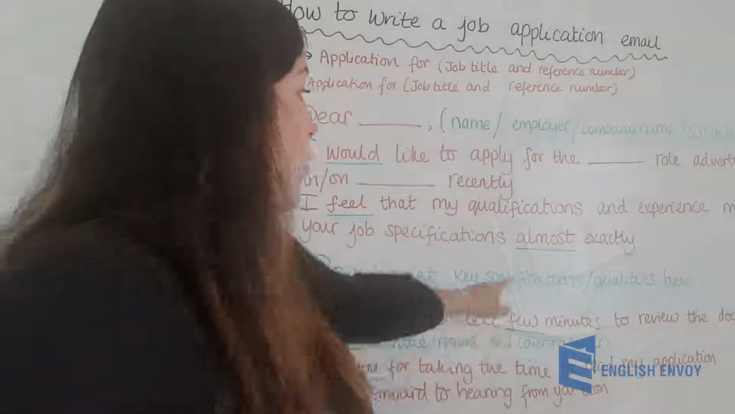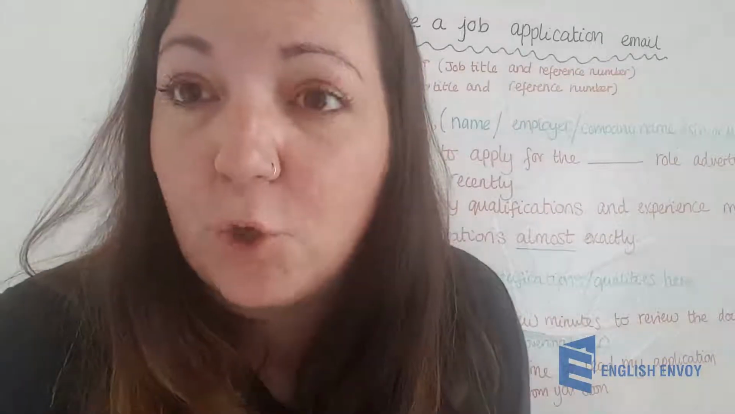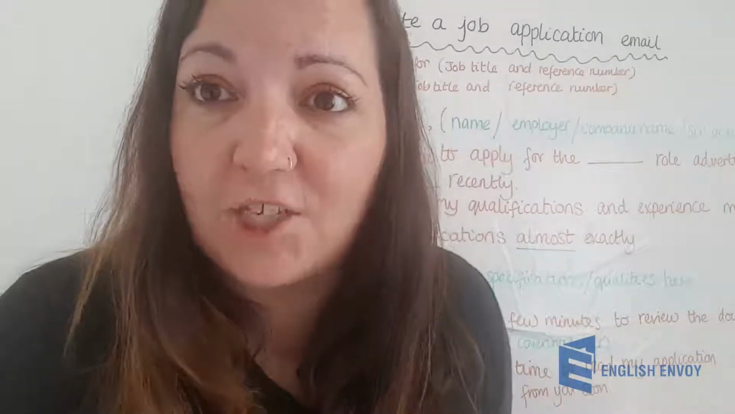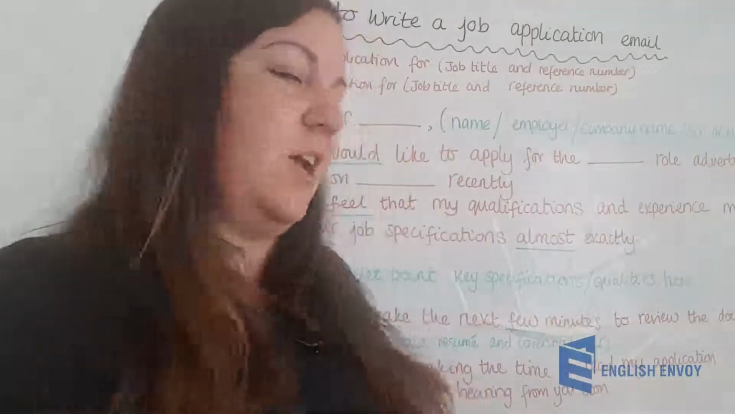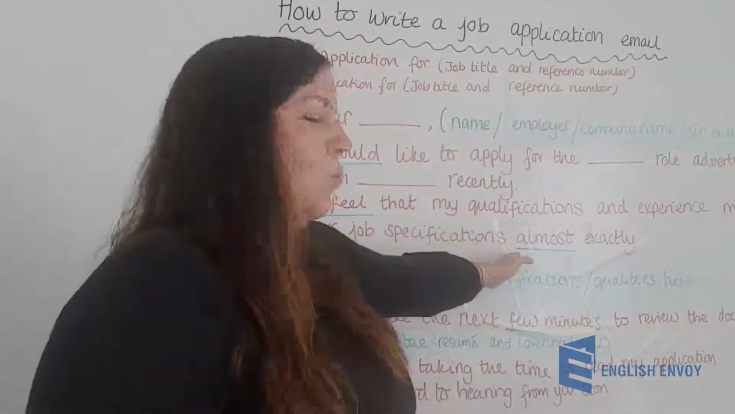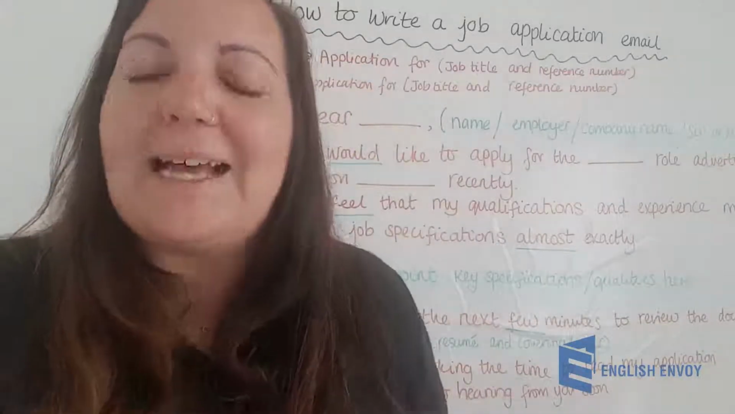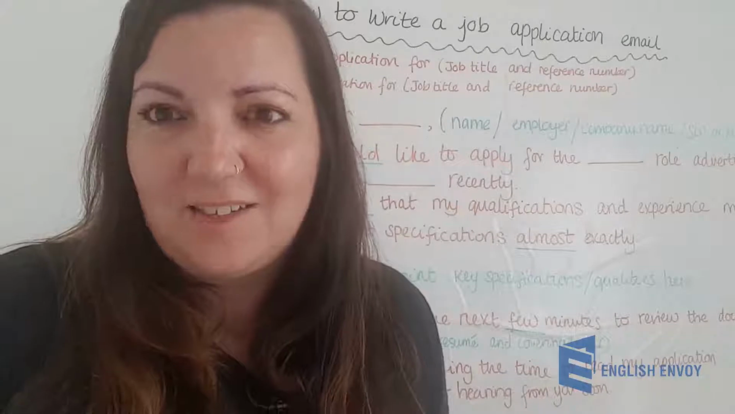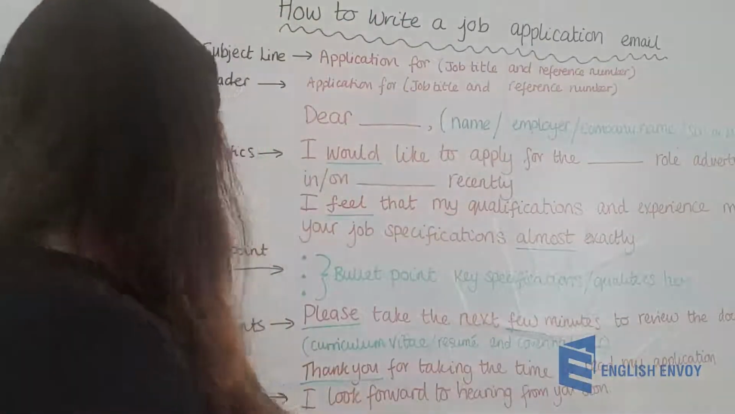Now, we're using the word almost as a quantifier. We're not saying I'm the right person for your job because I match the specifications exactly. We're not being that direct. We're being indirect. So we're using words like almost to quantify it. We're saying almost exactly. We're adding a little bit of uncertainty into our language to keep it indirect and polite.